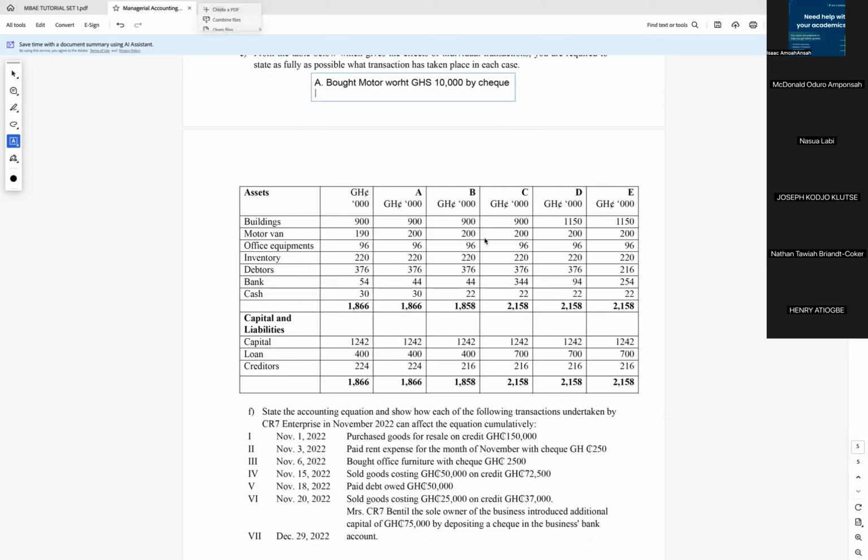So we see a change in cash from 30,000 to 22,000, which makes it an 8,000 cedis difference. And also a change in creditors from 224,000 to 216,000. Meaning we paid off our creditors an amount of 8,000 cedis. Okay. Is there any contention? There was no contention, so we carried through. Henry, say that again and let me write.